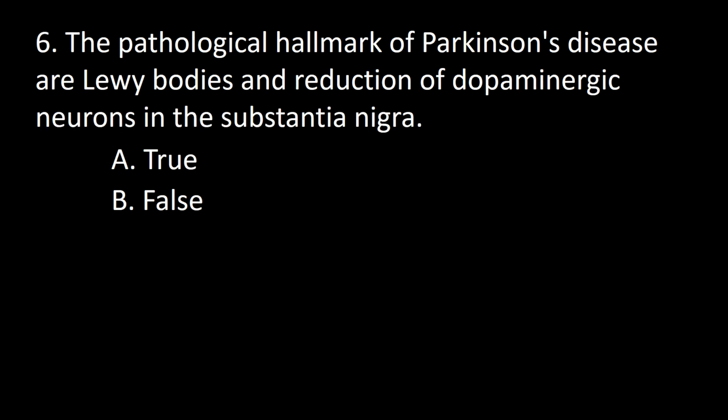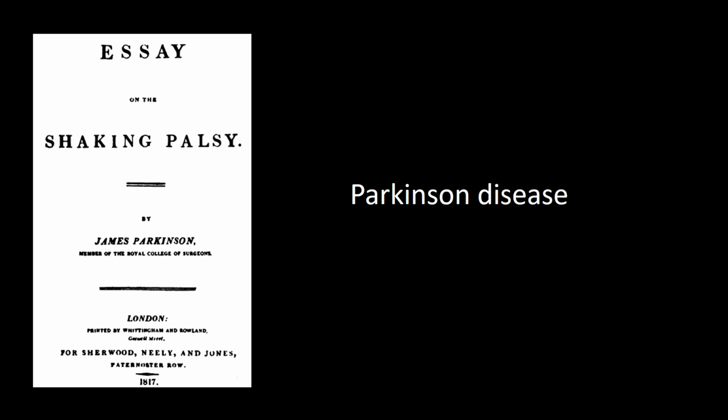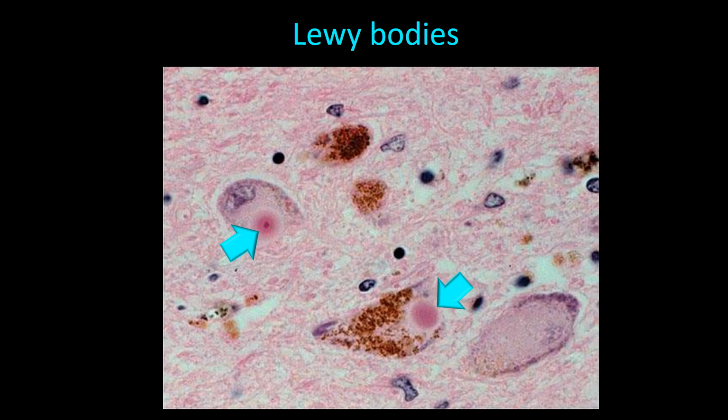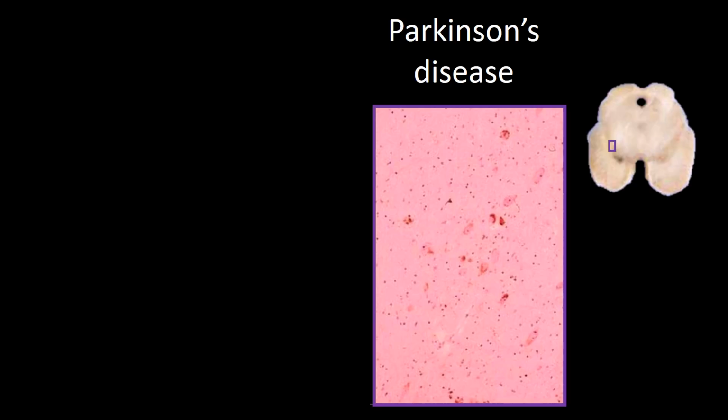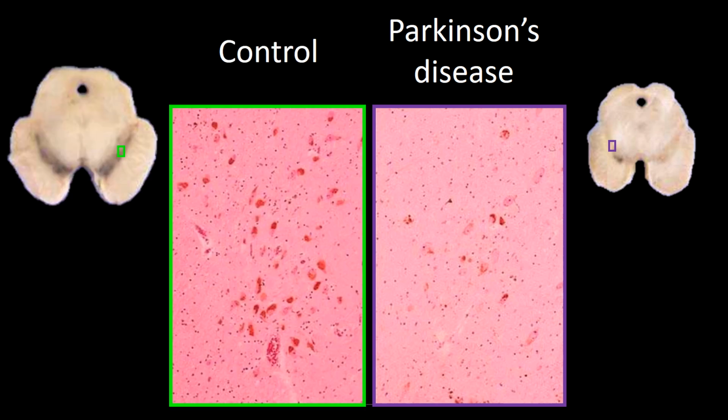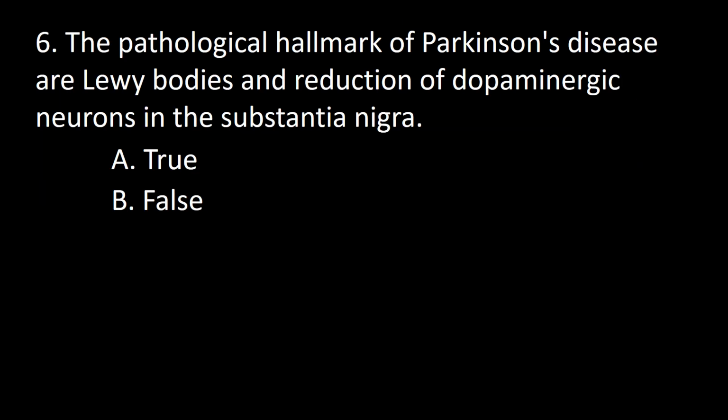Next question. The pathological hallmarks of Parkinson's disease are Lewy bodies and reduction of dopamine neurons in the substantia nigra. A. True. B. False. The disease Parkinson described in 1817 is pathologically characterized by the presence of Lewy bodies in the substantia nigra, here shown in 2 melanized dopamine neurons. There is also reduced number of cells in the substantia nigra pars compacta, as you can see in this picture, especially when you compare it with the normal control. So the answer to this question is true.